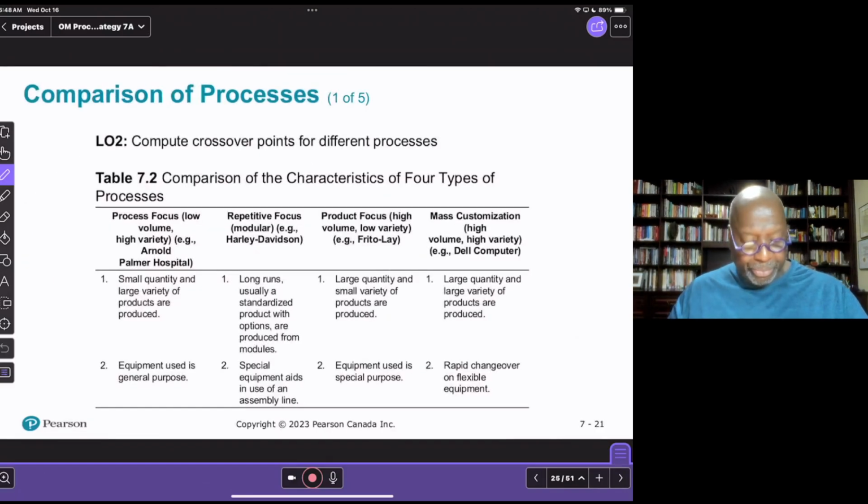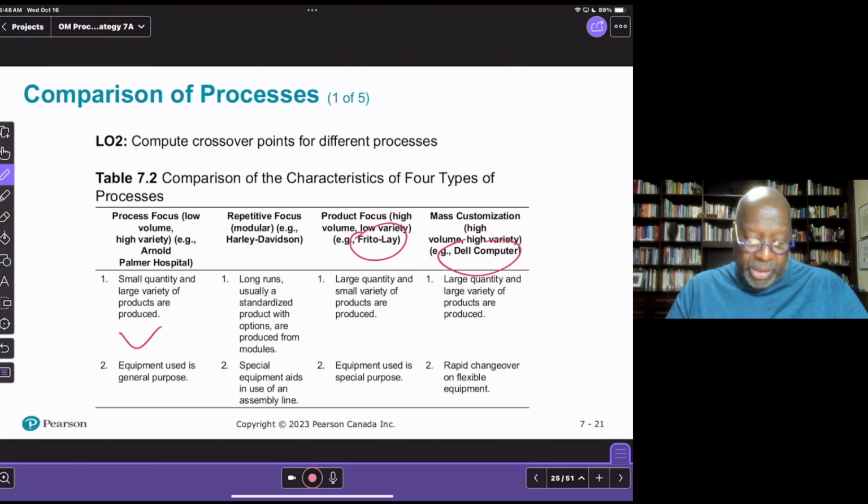All right. So let's look at a comparison of just a few of the various processes. We compare process focus, such as a hospital; repetitive focus, the manufacture of a car or Harley Davidson; product focus, the manufacturing of chips, Frito-Lay; and mass customization, the Dell computer. So in a process flow, we know that there is small quantity, large variety.